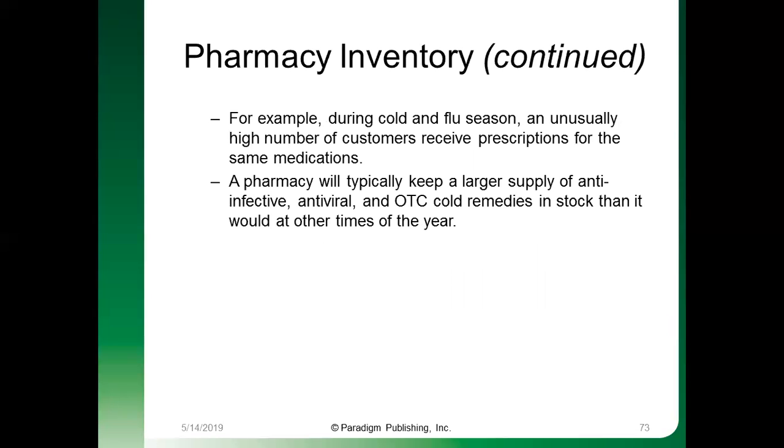For example, during cold and flu season, when a high number of customers receive prescriptions for some medication, a pharmacy will typically keep a larger supply of anti-infective, antiviral, and over-the-counter cold remedies in stock than it would at other times of the year. So again, with the seasons changing, allergies are coming up in spring. Like it says, the flu season starts in October, so you want to start probably stocking up in September for those types of medications that are common to the flu.